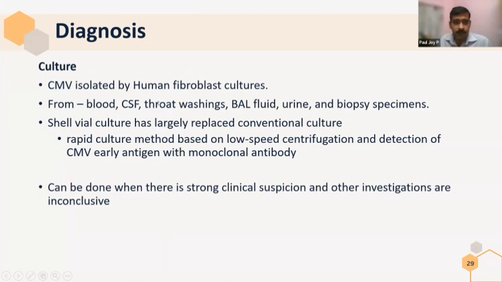And culture can also be used when there is a strong clinical suspicion and other investigations are inconclusive. The human fibroblast cultures are used for CMV isolation. It can be done from blood, CSF, throat washing, bowel fluid, urine, and biopsy specimens. At present, when culture is needed, a shell vial culture technique is used, which is rapid, and with the help of centrifugation and antibody, the CMV virus can be detected earlier.